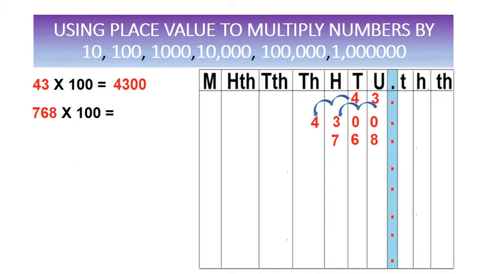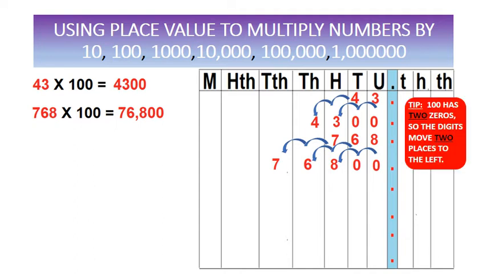Let's look at this example. 768 times 100. Look what's happened. 8 has moved 2 places to the left. So has the 6. And so has the 7. And then we've got 2 placeholders in again. So the answer is 76,800. So here's the tip. 100 has got 2 zeros. So we move the digits 2 places to the left.